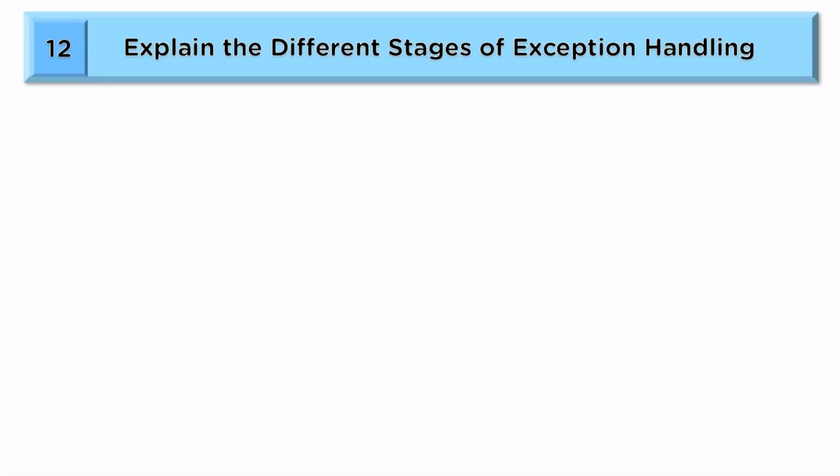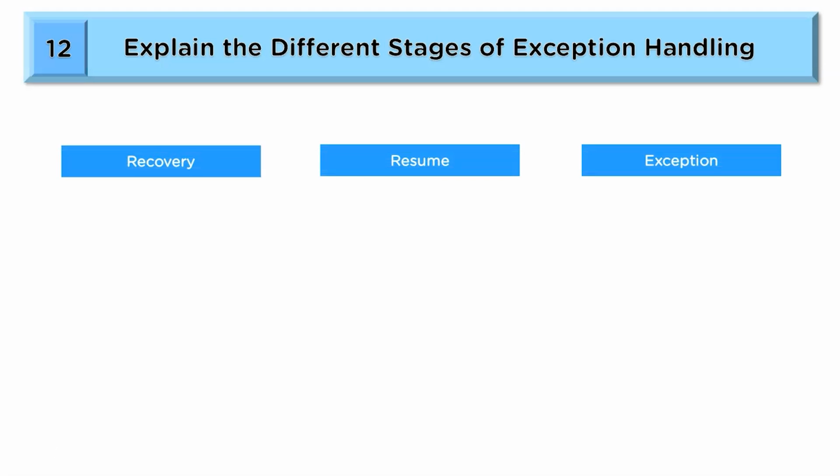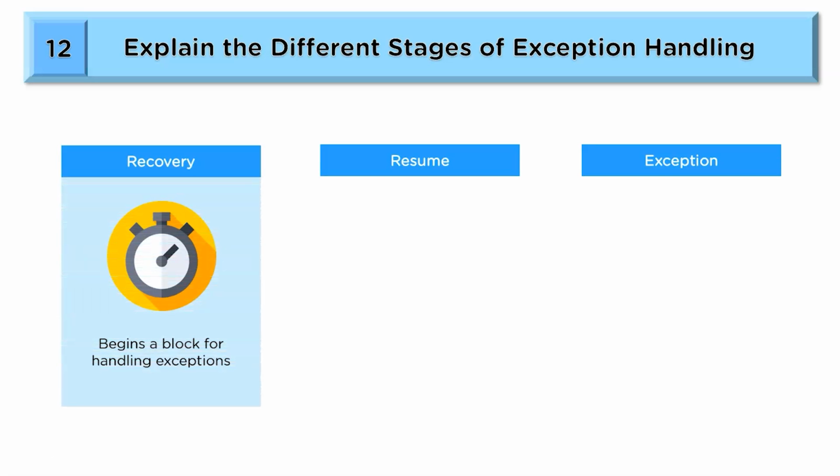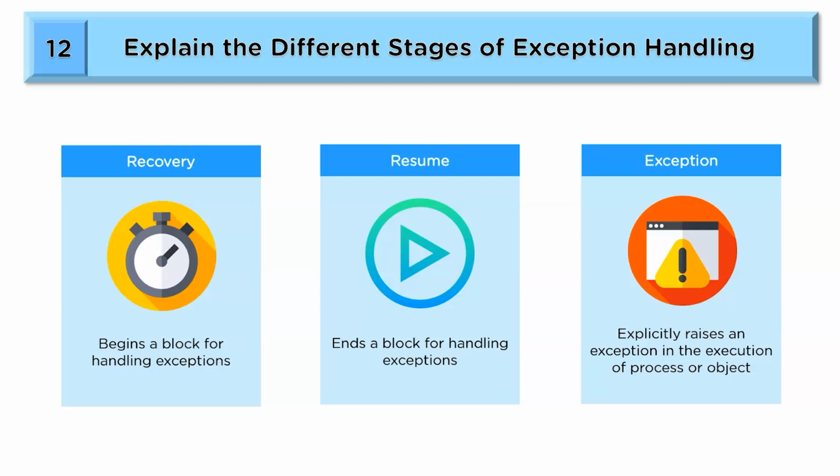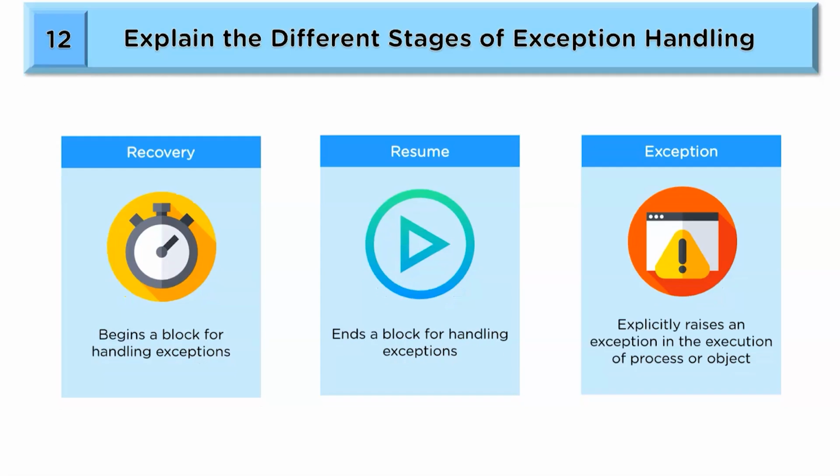Explain the different stages of exception handling. The different stages of exception handling are recovery, resume, and exception. In the recovery stage, a block for handling exceptions begins. In the resume stage, it ends a block for handling exceptions. In the exception stage, an exception is explicitly raised in the execution of a process or an object.